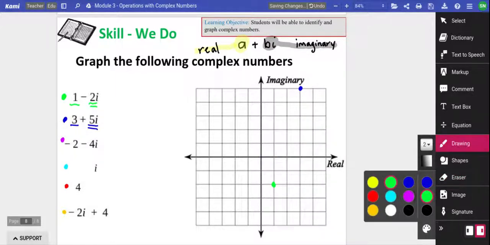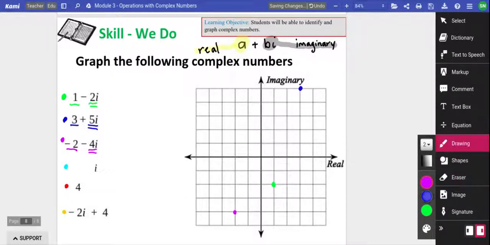Third point, we have a -2. That's the real part. So I will be moving 1, 2 in the negative direction. And I have a -4 imaginary. I will be moving down 4. 1, 2, 3, 4. This is the coordinate for the third point.